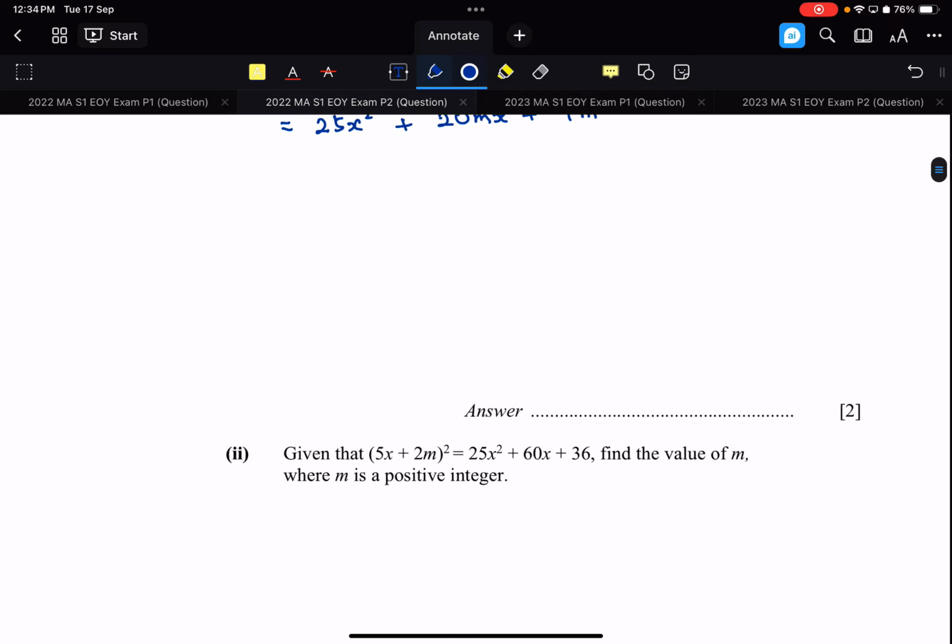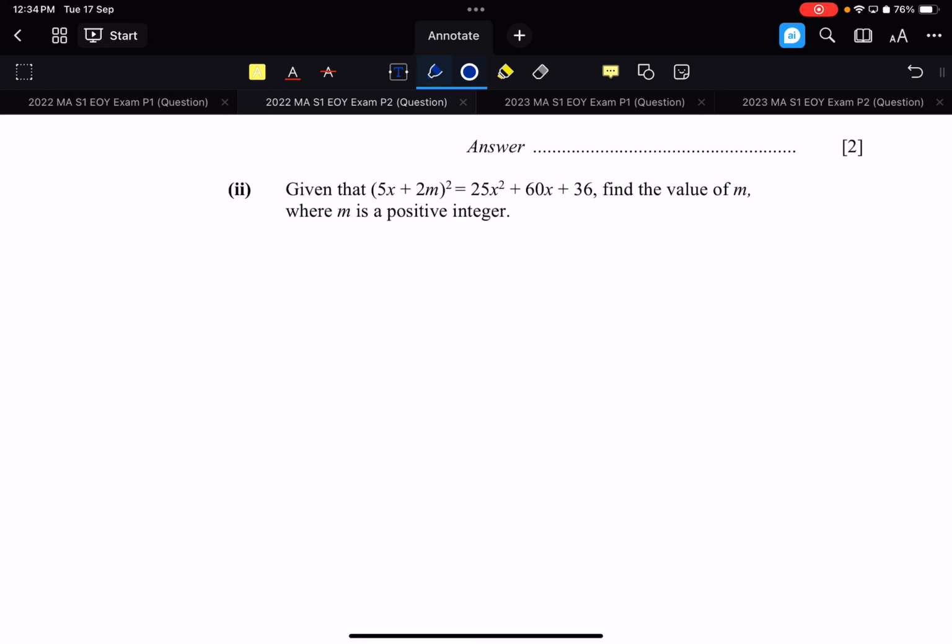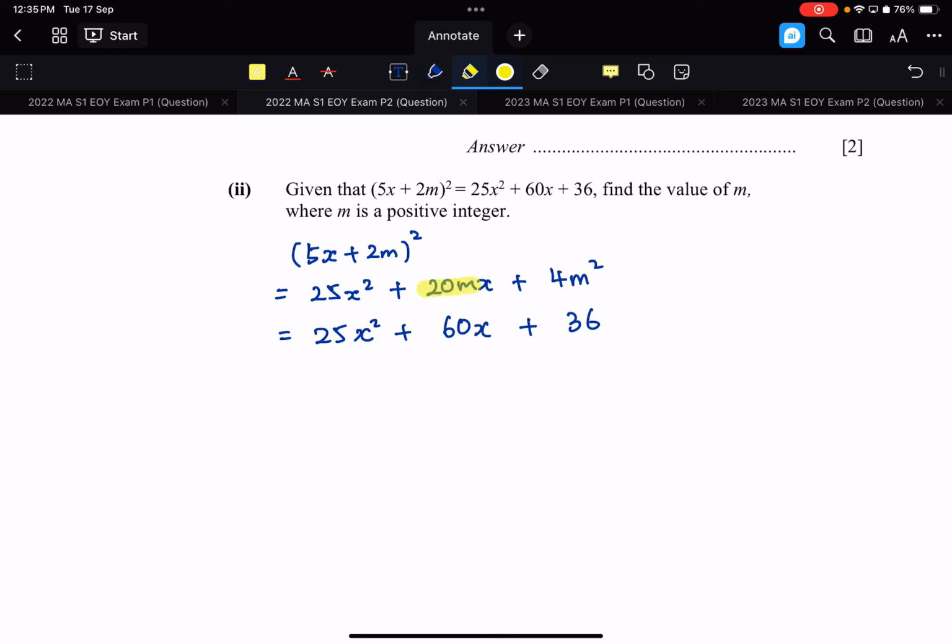Now, second question. Given that (5x + 2m)² is 25x² + 60x + 36, find the value of m. Right? So what we know is that (5x + 2m)² is already equal to 25x² + 20mx + 4m², and this is equal to 25x² + 60x + 36. So from here, just by comparing, we know that therefore 20mx is equal to 60x, 20m equals 60, m is equal to 3. Right? Moving on.